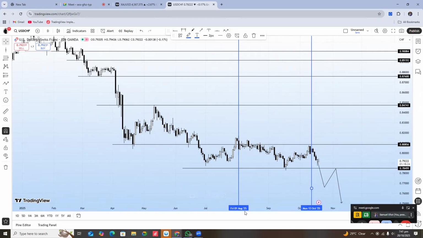So it started on 1st August 2025, and as at 13th October, it was still consolidating. So it means that over 2 months, the market was consolidating. So imagine you got into this trade. It will stress you a lot before it eventually goes in your favor.